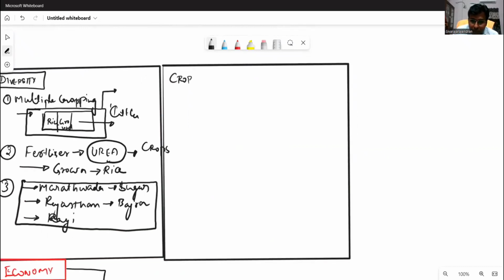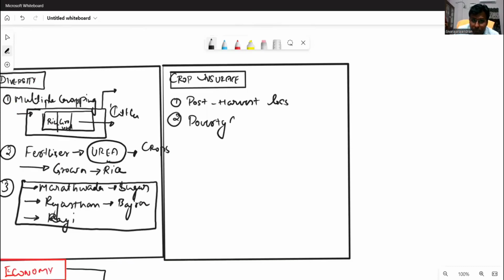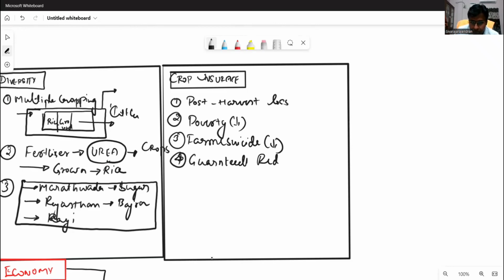But the next is significance of crop insurance. So for this, you can write crop insurance, what is it helping. You can talk about how it is helping post-harvest, or post-harvest loss prevention. It is reducing your poverty. See, not only that, it is reducing farmer suicide. Significance of crop insurance. Guaranteed returns, right? So same way you have to write for MSP.